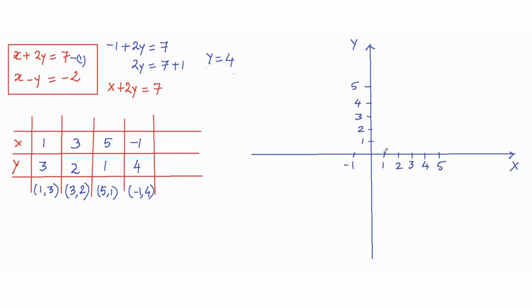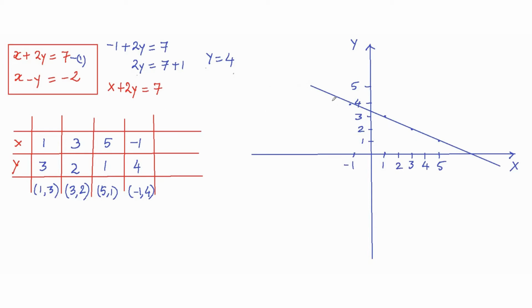Okay, (1, 3). So x equal to 1 and y equal to 3 is this point. X equal to 3 and y equal to 2 is this particular point. X equals 5 and y equals 1 is this point. And x equals minus 1 and y equals 4 is this point. So now I will just draw a line that joins all the 4 points. And this becomes the line that represents this equation.